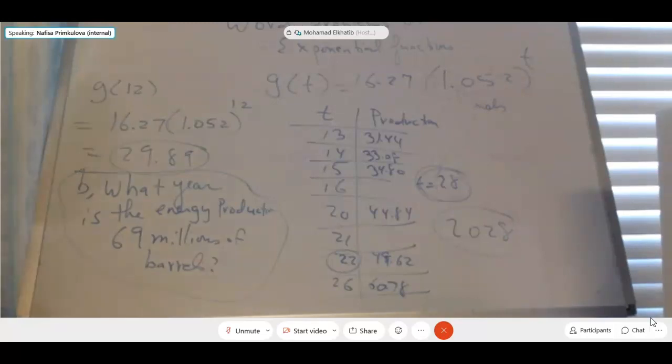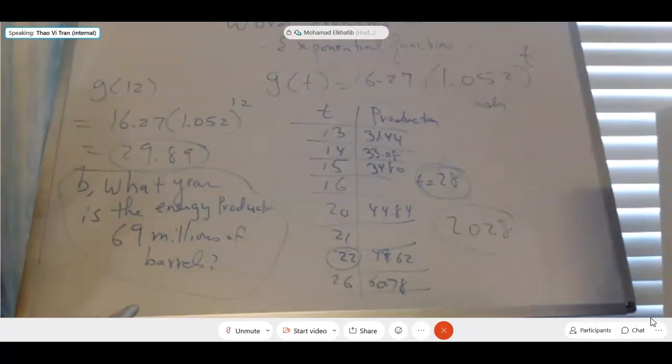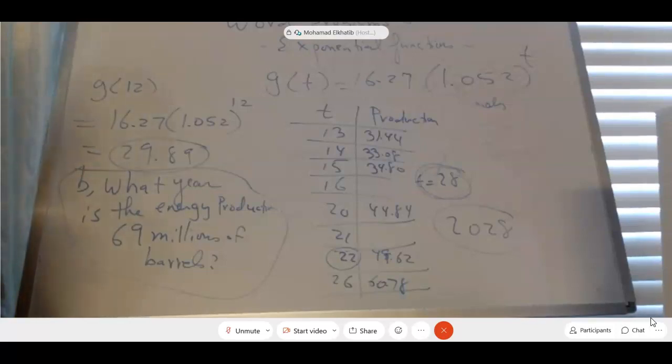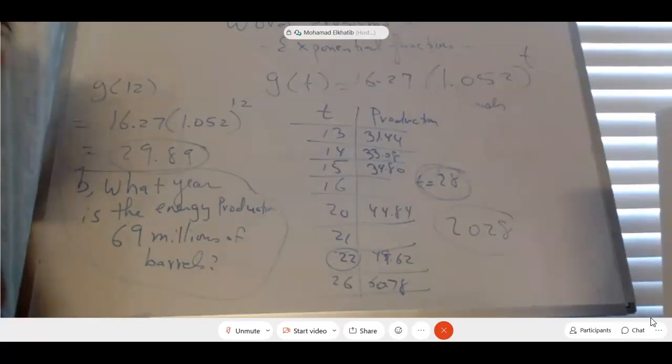Professor, I multiplied T 28. It gives me 67.27. It's not 69. But it's okay, that's the closest, because if you go to the next one, it's going to be in the 70s. So the answer would be 28 or 29, Professor? Well, depending on what the question wants. Maybe you say 28 and a half years. It's between 28 and 29, correct?